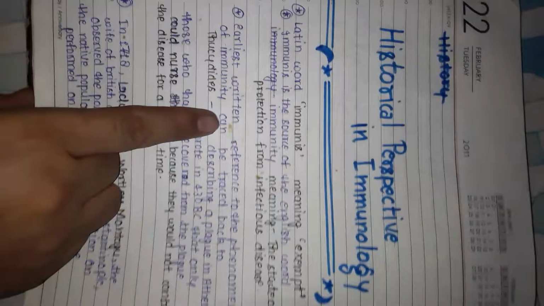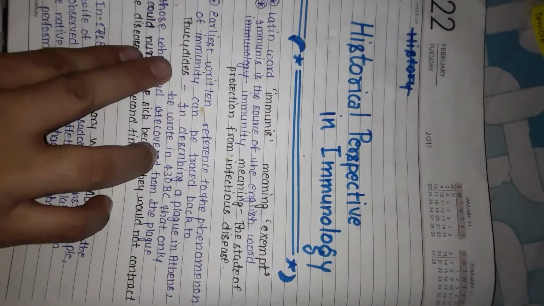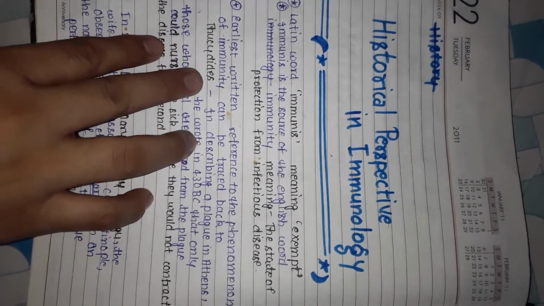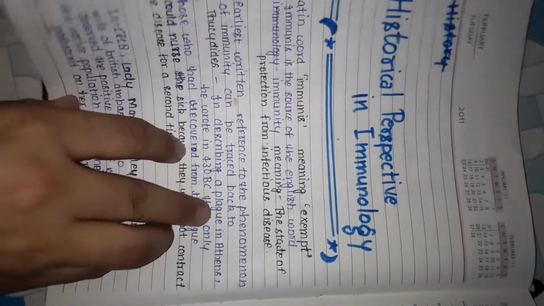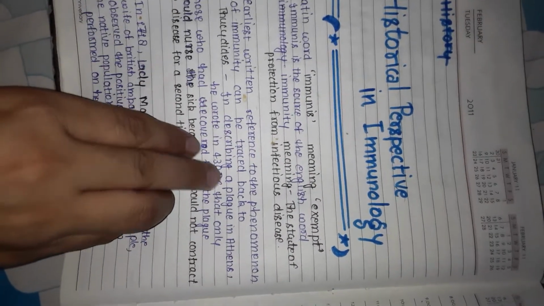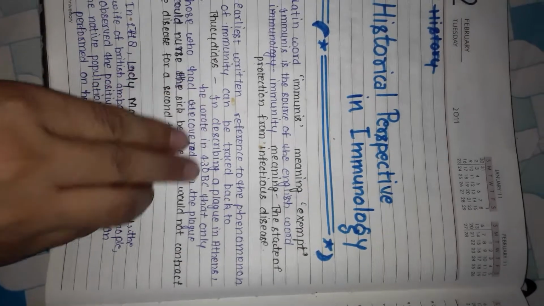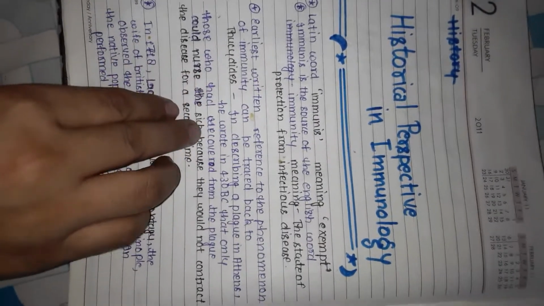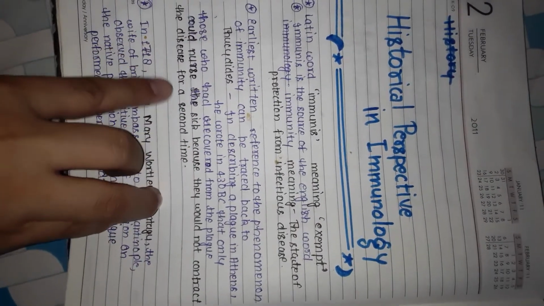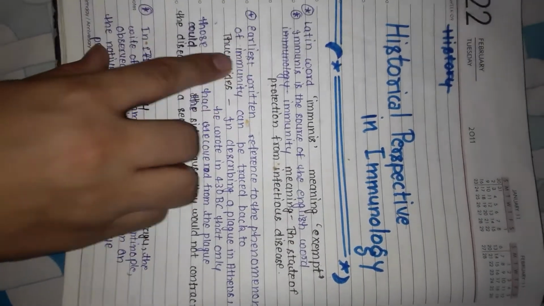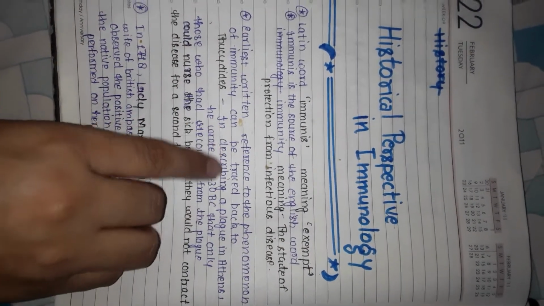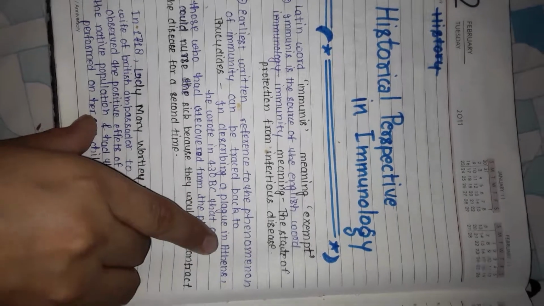The earliest written reference to the phenomenon of immunity can be traced back to Thucydides. He wrote about the plague in Athens in 430 BC. He said that only those who had recovered from the plague could nurse the sick, because they would not contract the disease a second time. Remember Thucydides, 430 BC, in perspective to the plague in Athens.